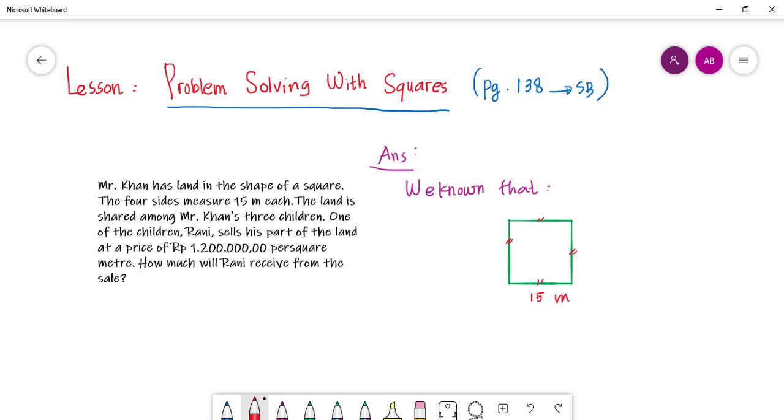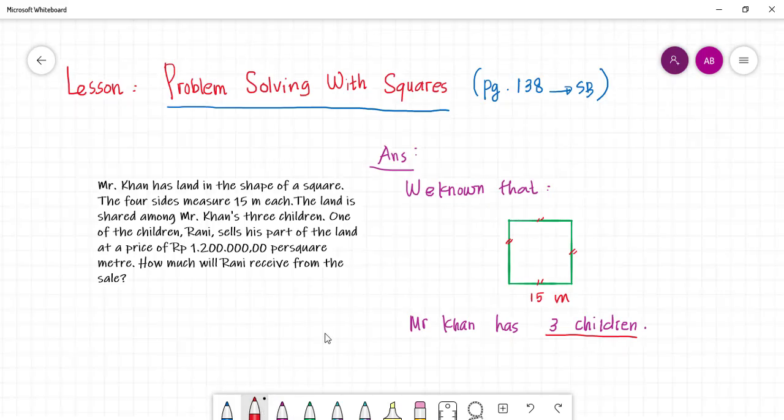Okay, now we continue. The land is shared among Mr. Khan's 3 children. So we also know that Mr. Khan has 3 children. Remember, 3 children. I will give the lines over here. Okay, Mr. Khan has 3 children. It's really important.